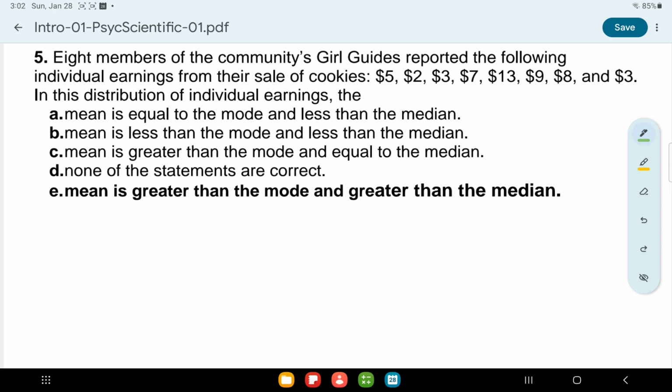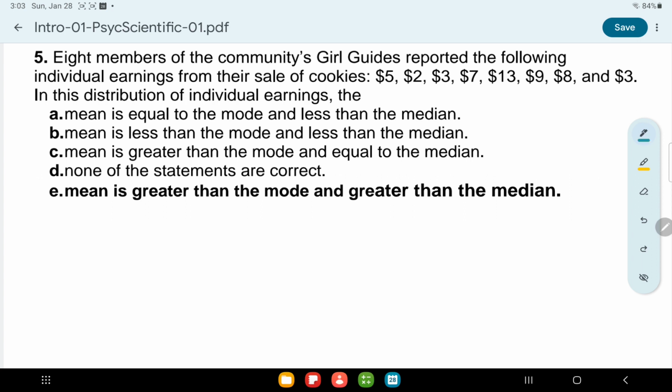Consider the next question here. 8 members of the community's Girl Guides reported the following individual earnings from their sale of cookies. Okay, so we've got their respective earnings, and right off the bat, reading the question up until this point, you should be able to identify a couple of pieces of information. Number one, we've got 8 members of the community Girl Guides. Okay, 8 members.